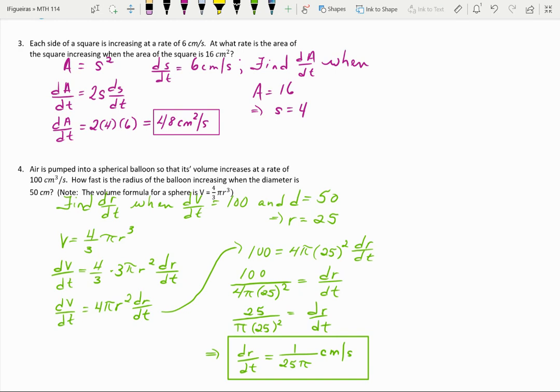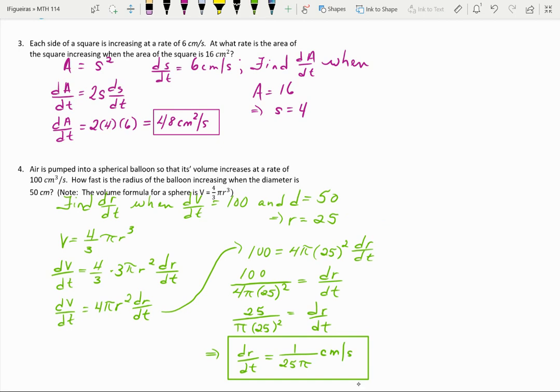All right, so first we have to figure out what they're asking for. They're asking you to find how fast the radius is changing when the volume is changing at 100 centimeters cubed per second. So we want to find dr/dt when dV/dt is 100 and your diameter is 50. If your diameter is 50, remember the formula doesn't have diameter in it, but it does have radius. When the diameter is 50, your radius is 25, because twice the radius is the diameter.